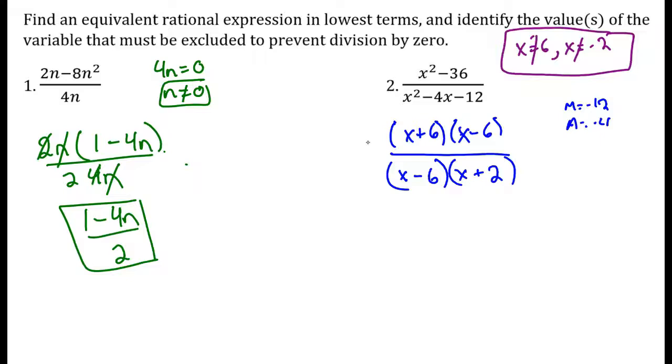But now that I factor this expression, I notice that there's a factor of x minus 6 in the numerator and the denominator, so those divide to 1. And we're left with x plus 6 over x plus 2. And that's our final answer in simplest form. So x cannot be 6 and x cannot be negative 2.